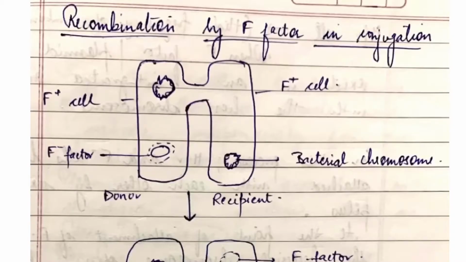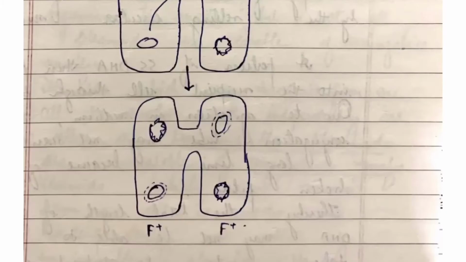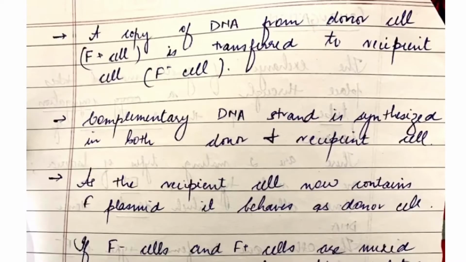I have drawn the diagram, which shows two sides, one the donor and the other the recipient. F plus means the donor and F minus the recipient. Sex pilus originates and establishes a bridge that helps transfer the DNA. The copy of DNA from the donor cell is transferred to the recipient cell and the complementary DNA strand is synthesized in both. When F minus and F plus cells, that is recipient and donor cells, are mixed in a culture, the entire population then becomes F plus.